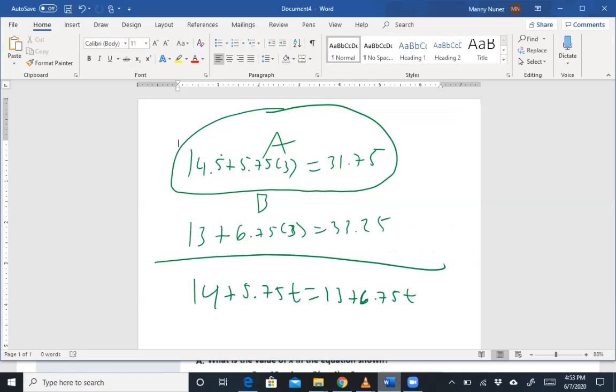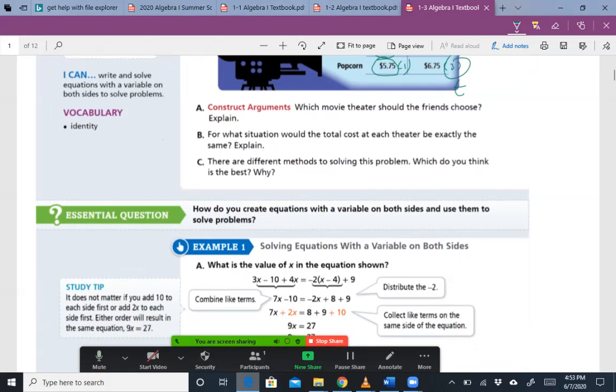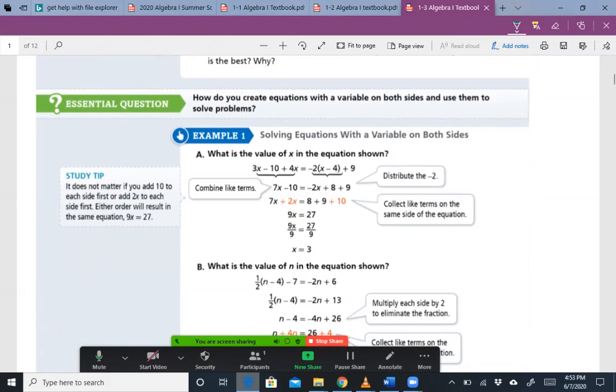If I move the 13 over here, I get 1. If I move the 5.75t over here, that's equal to 1t. So it's actually 1. Only 1 tub of popcorn will make both theaters equal. What we did here is we solve for a variable when the variable is on both sides. It's not difficult.